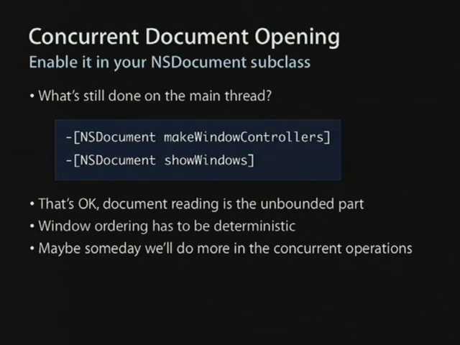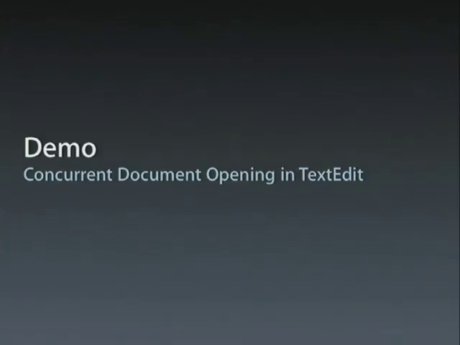And that's okay because document reading is the part that we really want to make concurrent. It's the unbounded part. If the document is very long, that can take a long time. Setting up the UI is pretty much a constant operation typically. And also we're doing it that way because window ordering has to be deterministic. We have to do some stuff to make sure that windows don't pop up in random order because some documents open up faster than others. But we're still exploring it. Maybe someday we'll do more in the concurrent operations to get more performance.